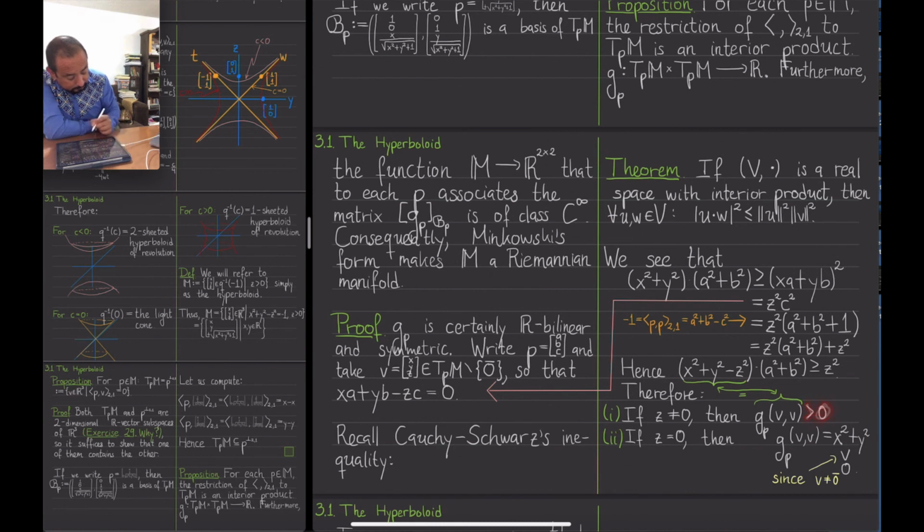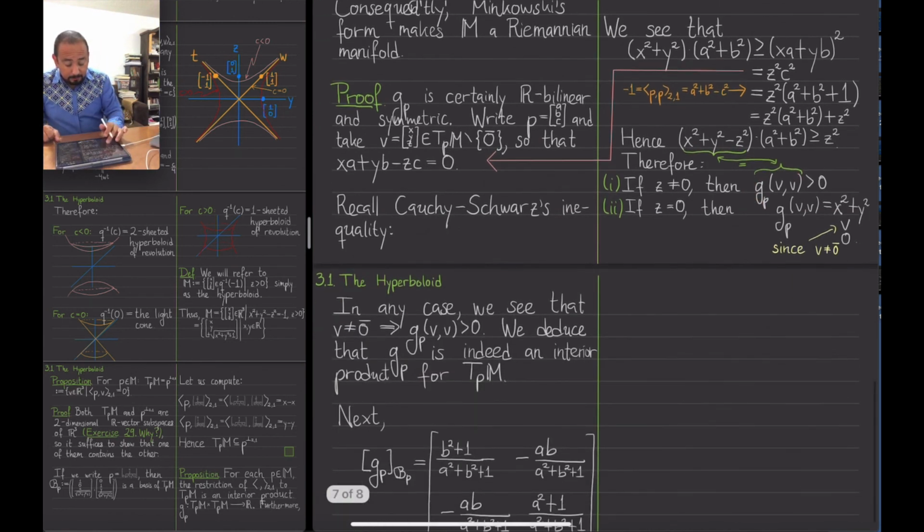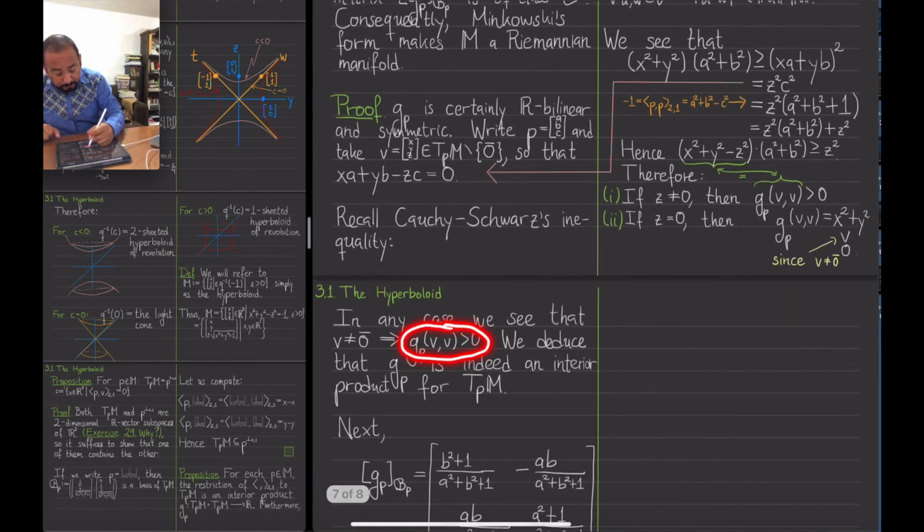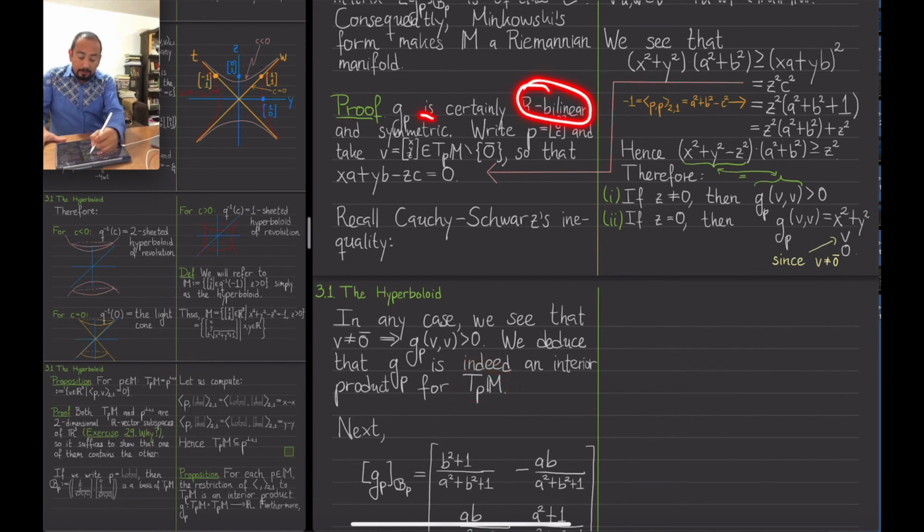So this is positive. Okay, and if z is equal to 0, well, I know that at least one entry of V is not 0. And z being 0, this means that the pairing of V with itself is just x squared plus y squared, which is then greater than 0 because one of the three has to be non-zero. So in any case, I obtain that the pairing of V with itself is positive. And this finishes the proof that GP is an interior product in this tangent plane, right? Because it's R-bilinear, symmetric, and positive definite, right?